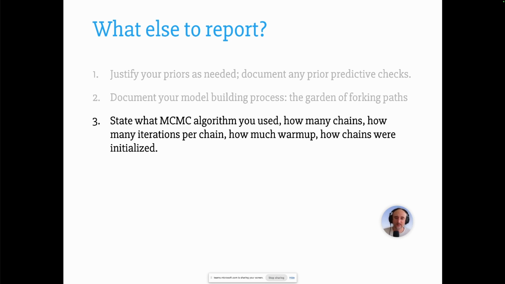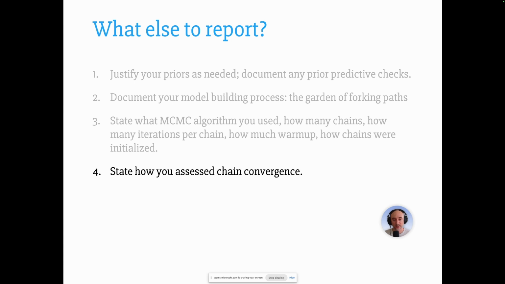State what MCMC algorithm you used, how many chains, how many iterations per chain, how much warm-up, how the chains were initialized. By default in Stan, they are initialized randomly from dispersed starting points. I think it's -2 to +2 on the internal transform parameter scale. You can just say that they were started from dispersed random starting points. So this is kind of boilerplate stuff. You've got to say it, kind of boring, but you've got to tell people how you sampled from your model.